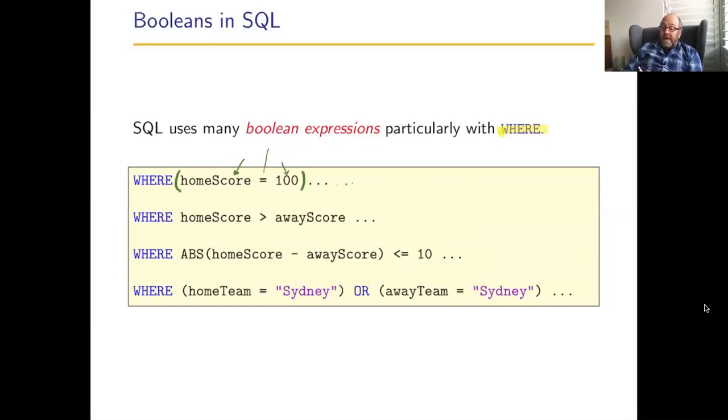But if SQLite doesn't have a Boolean, what value does home score equals 100 have? Well, it simulates Booleans by using 1 for true and 0 for false. So when this Boolean expression is evaluated, it will have the value either 1 or 0. 1 is always going to be treated as true, 0 is always going to be treated as false.